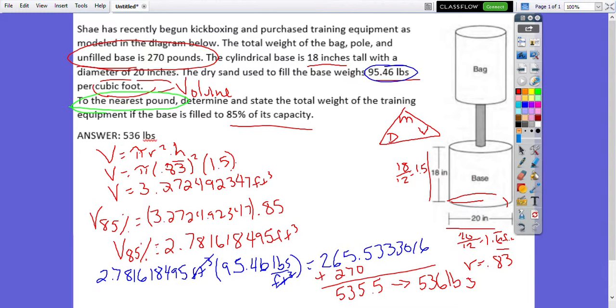Pounds. Wow, that is terrible. Pounds. All right. Pound it. Yep, I'm done here.